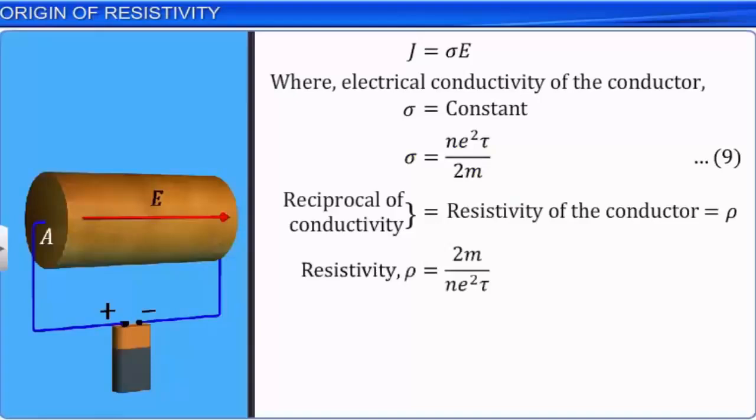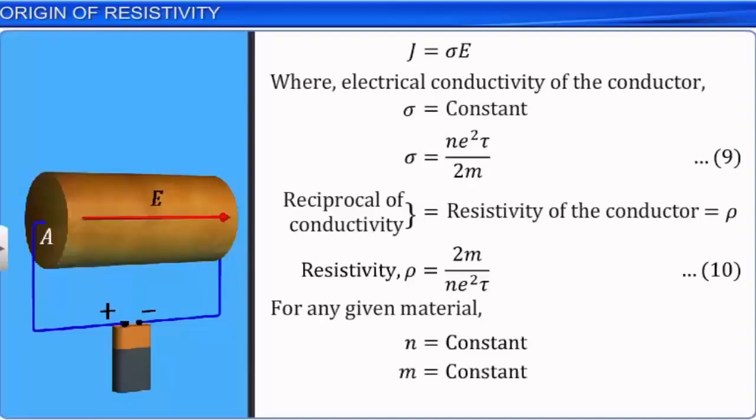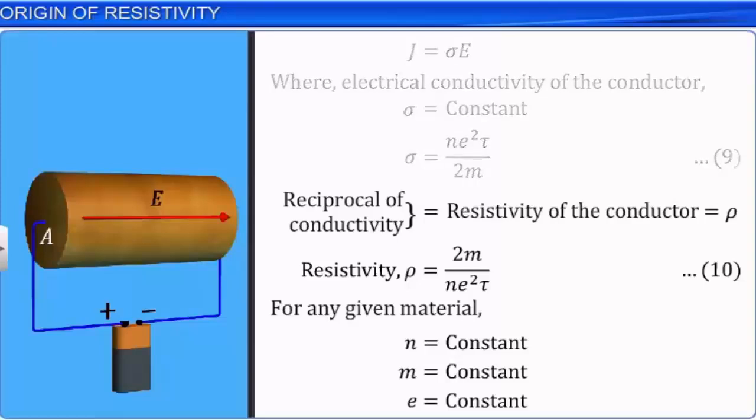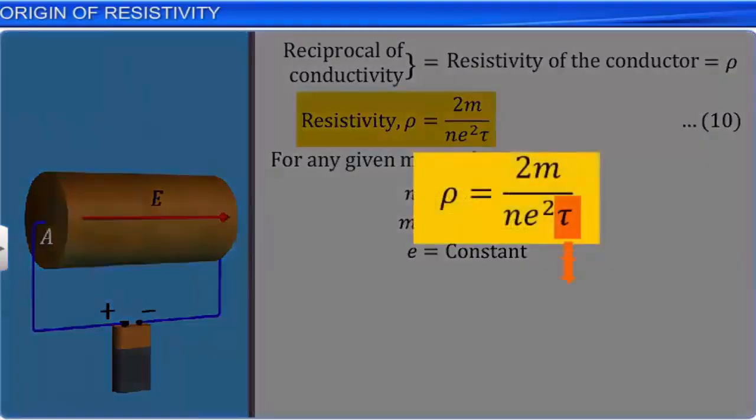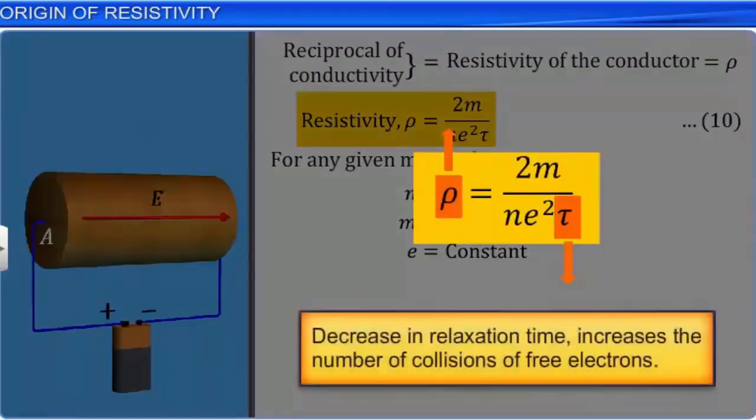For a given material, n remains constant. The mass m and charge e of an electron are also constants. Hence, from equation 10, it is clear that when the value of tau decreases, rho increases. This implies that as the relaxation time decreases, the number of collisions of free electrons increases. The collision of the free electrons with the atoms of the conductor restricts their flow, and this causes resistivity of the conductor.